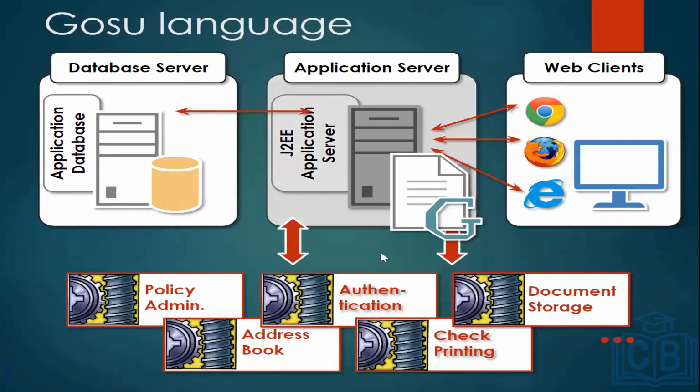And whatever we need to write in the application layer, there is a language named Gosu. It is built on top of the Java language. It is an object-oriented language and it is based on Java concepts. There are just some syntax differences, but not major differences.